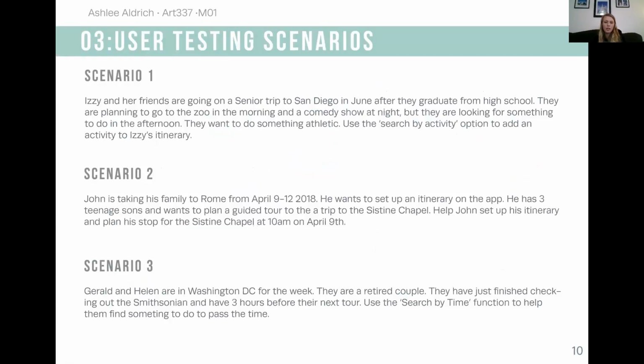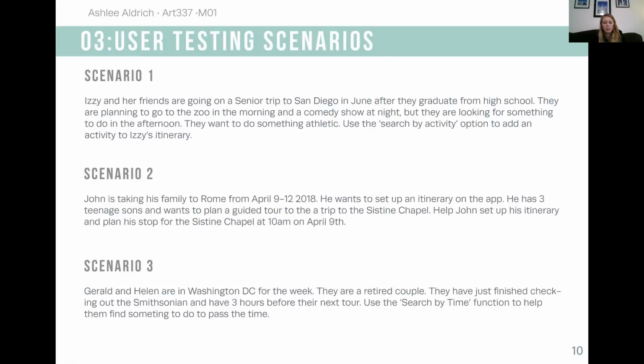So user testing, I did three different user tests just to show what the app can do. The first one is using the search by activity option. There'll be a search button that will allow you to choose from different activities, and from there it'll suggest some options to add to the itinerary. The second one is just the basics of how to set up the itinerary.